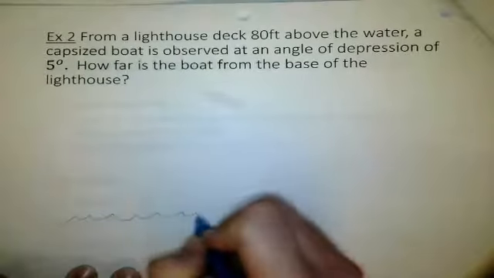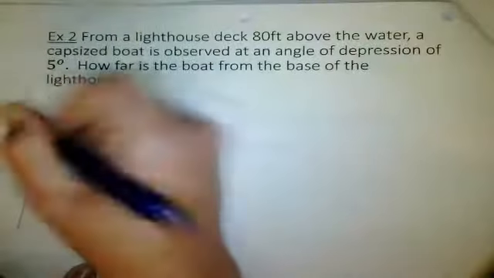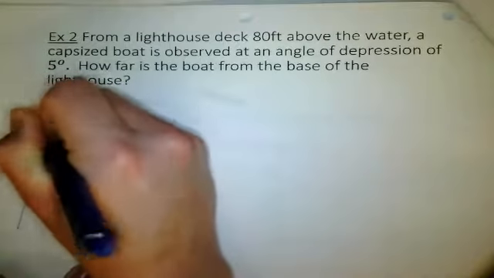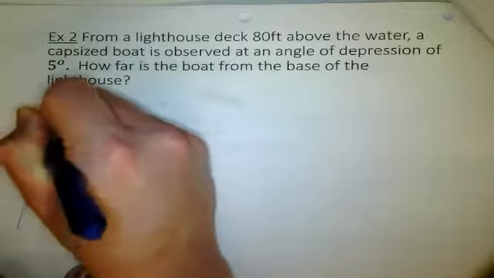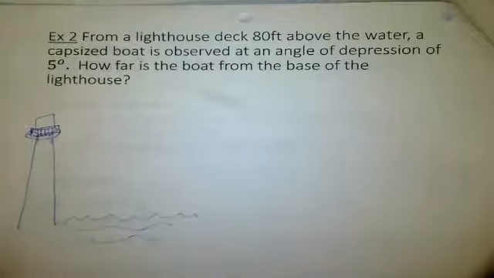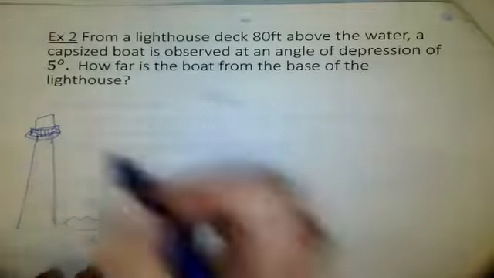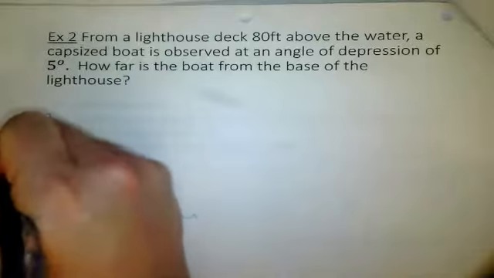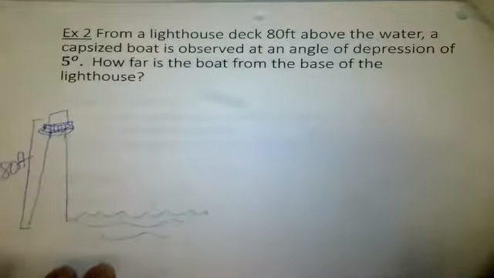So if we have a lighthouse, then we must have water. So here's our water, and there's a tall lighthouse on the shore. And then there's this deck on the lighthouse that looks like a top hat, and that's where the light is, right? So there's my top hat lighthouse, and we're on the deck, which is 80 feet above the water.